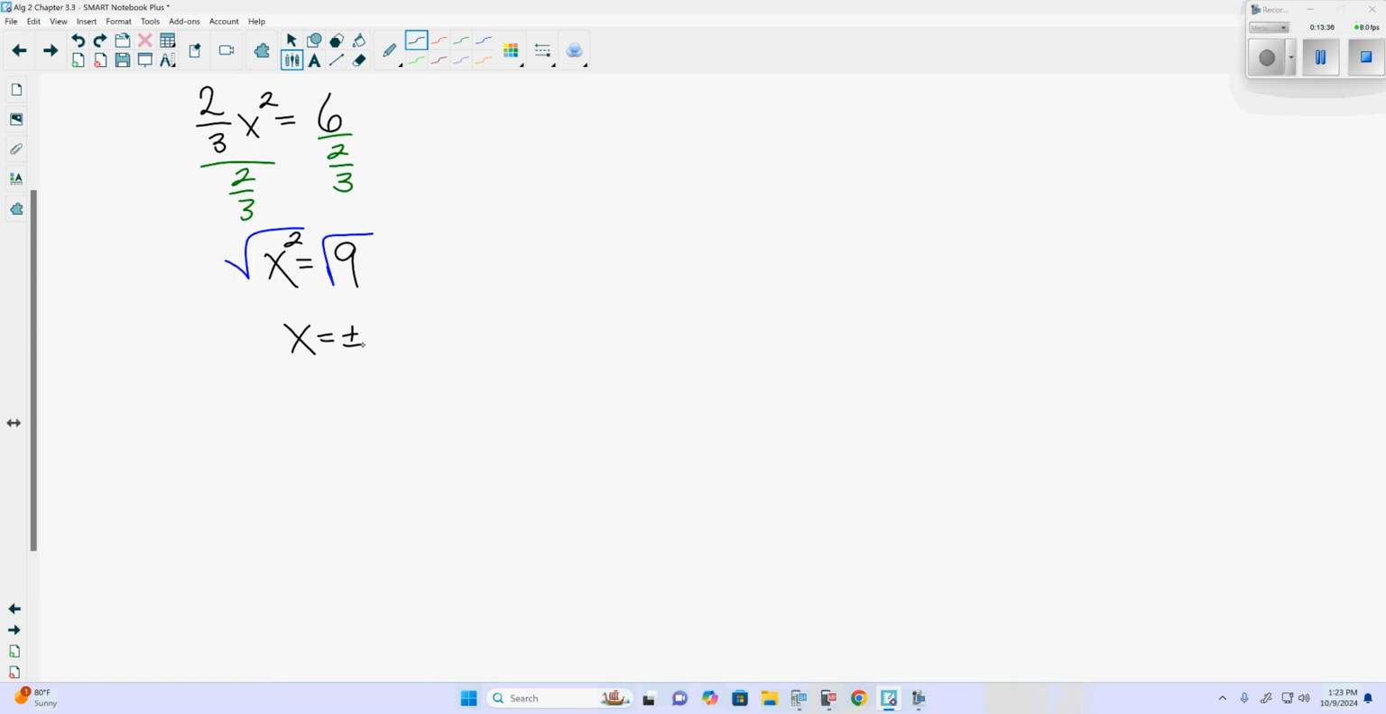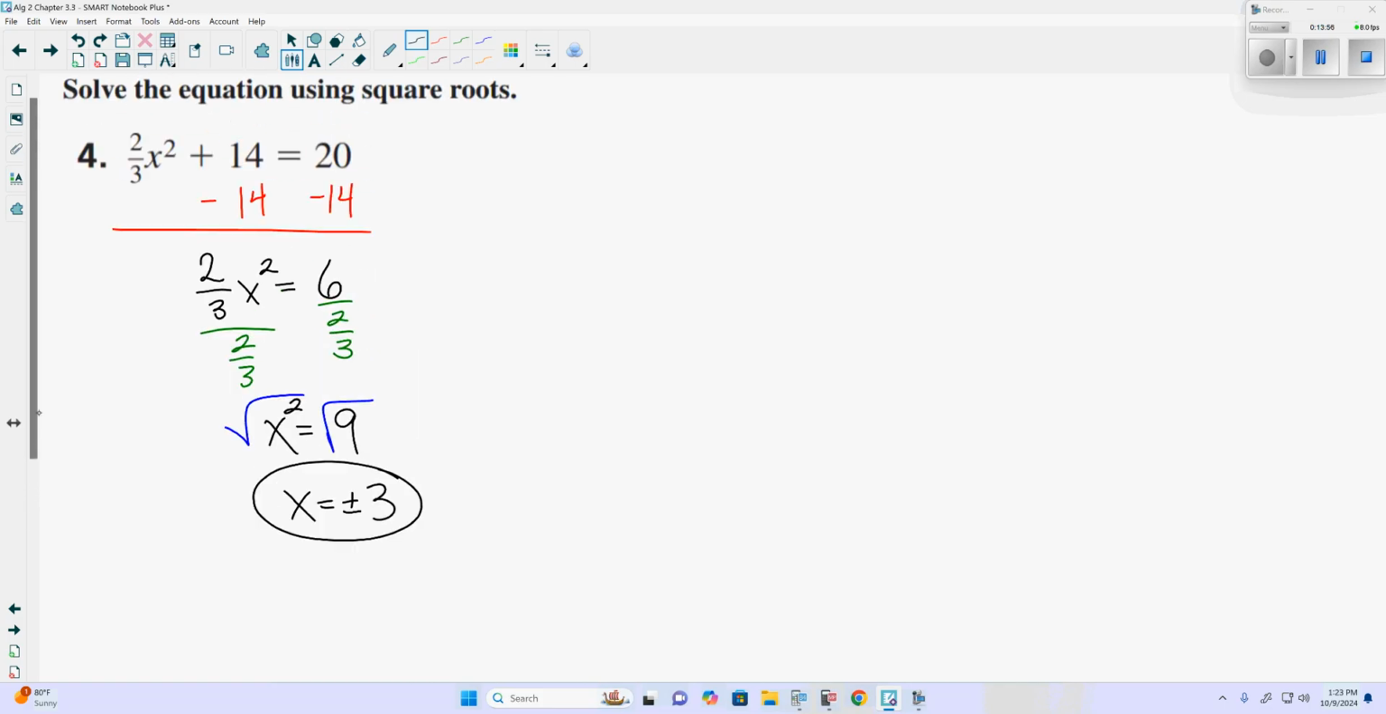Now we need to take the square root of 9. What times itself is 9? 3. So we have positive, negative 3. Now we technically do have to solve for x, solve for the variable. The variable's already solved for, yes? Wait a minute. That is a nice number, isn't it?